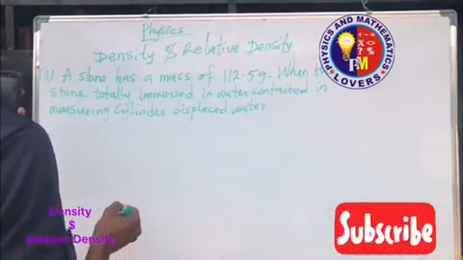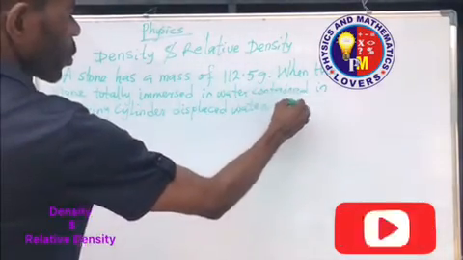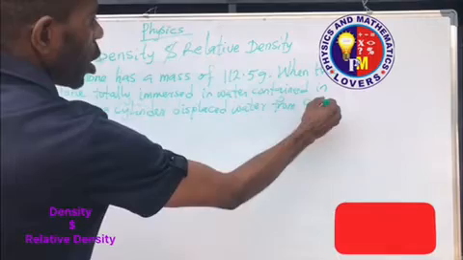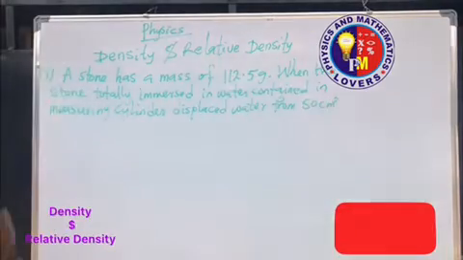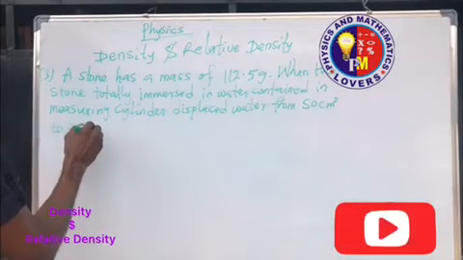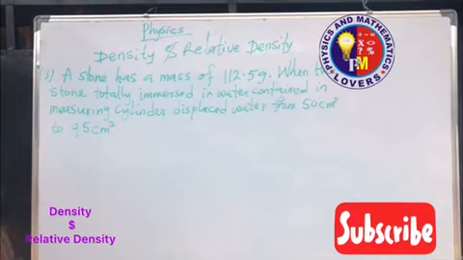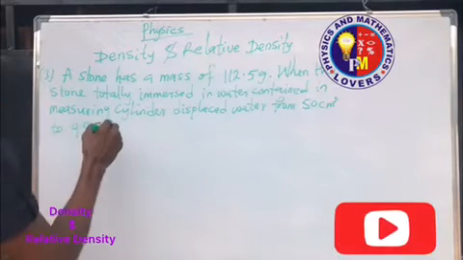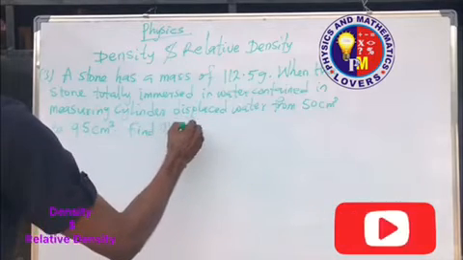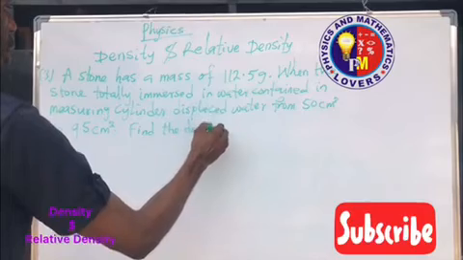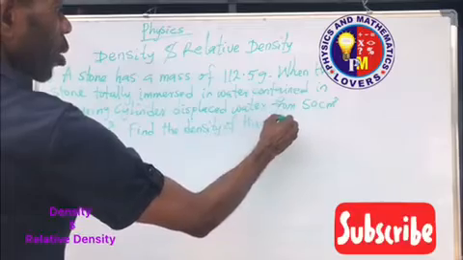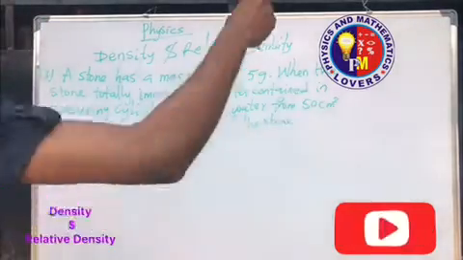Displaced water from 50 cm cube to 95 cm cube. Find the density of the stone. Yes, this is a simple one.